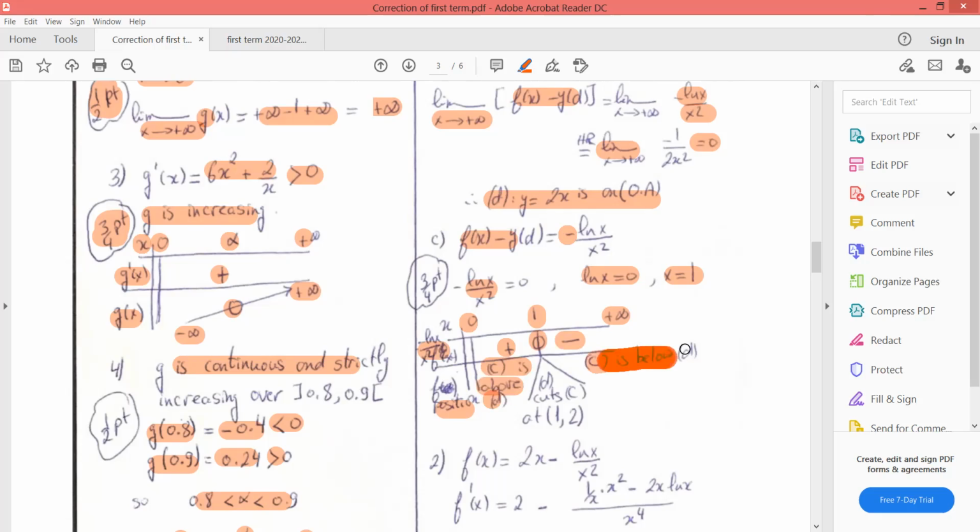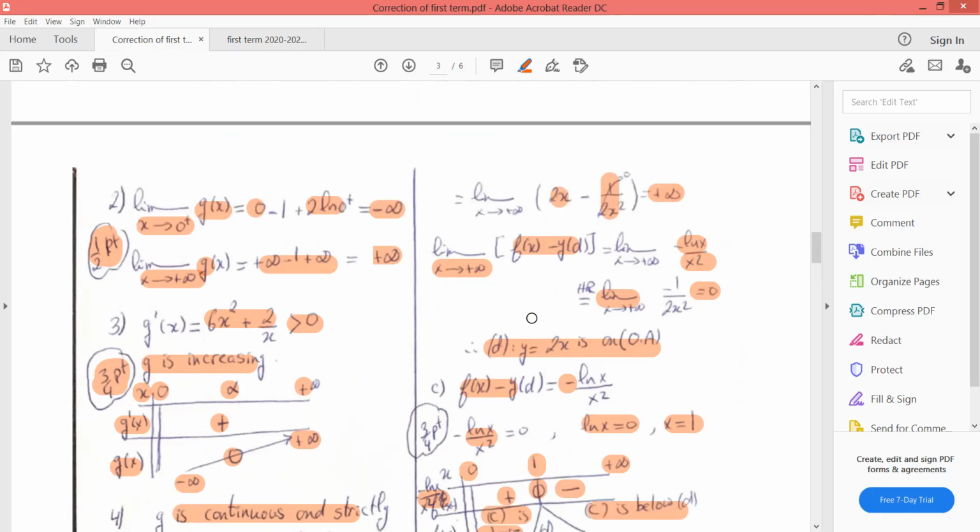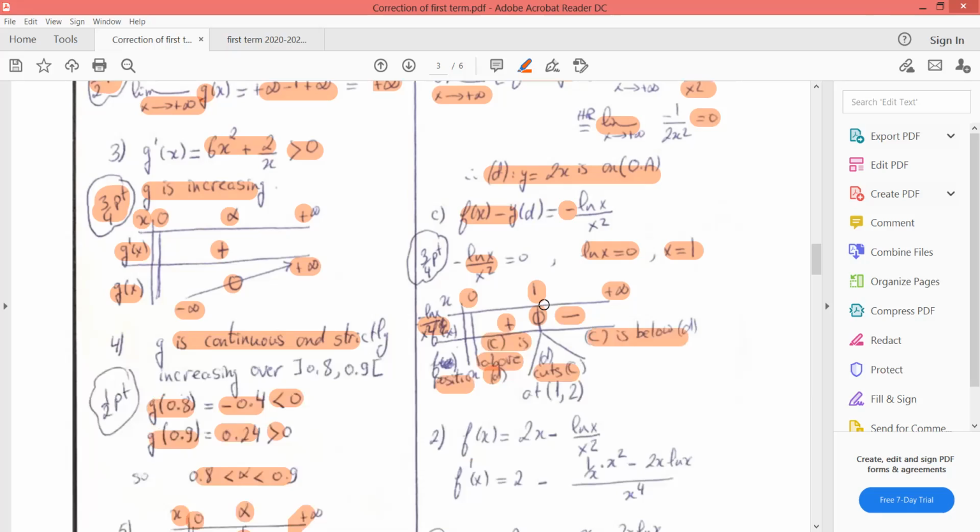Don't write just below or above; you have to write the full statement. C is below D. D cuts C. To find the point of intersection at x equals 1, we replace 1 in the equation of the line. The line is y equals x. For x equals 1, y equals 1, so we get the point (1, 1). So you replace this value either in the equation of the curve, which is f, or in the equation of the line to find the point of intersection.